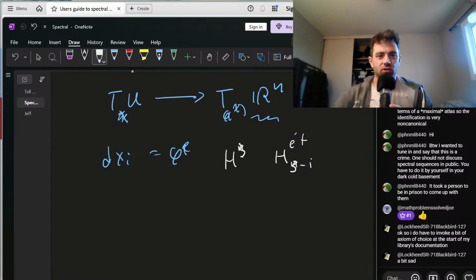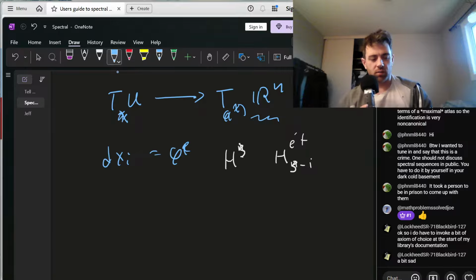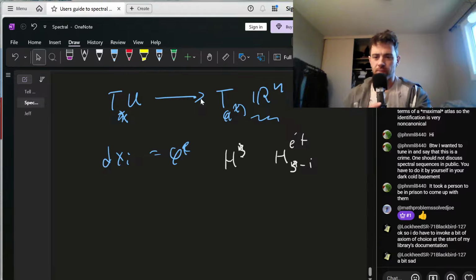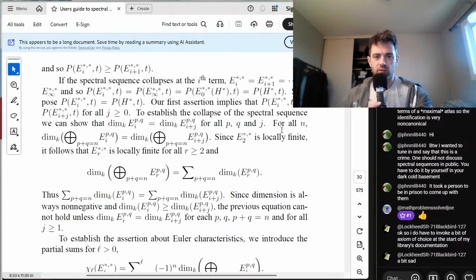There is, what was I going to say? I remember drawing some sort of functorial diagram, though, when it comes to, there's some sort of natural commuting diagram, at least, you get when you're writing down the tangent spaces. It's somewhere in my master's thesis, but maybe it's not what I'm remembering it as. Yeah. Wait, you have to invoke axiom of choice at the start of your library's documentation? Why do you have to do that?